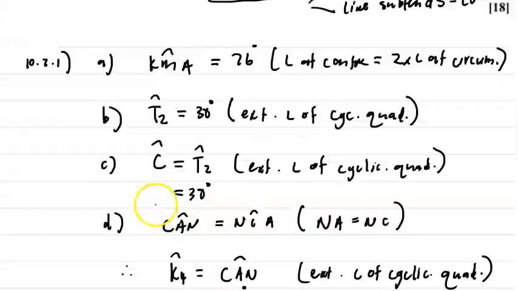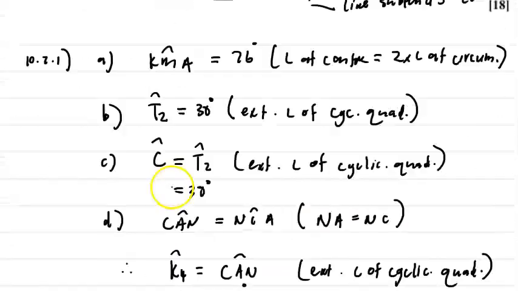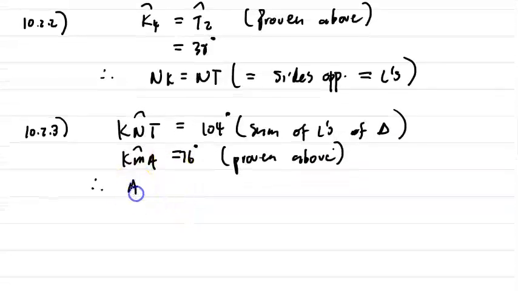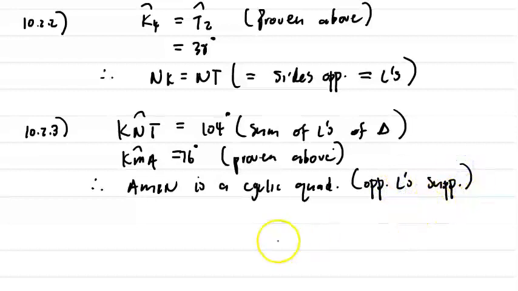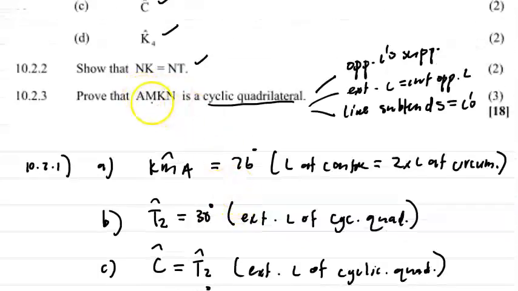Therefore, we can now conclude that AMKN is a cyclic quad, and our reason will be opposite angles are supplementary. Notice, and that's our solution, proving that AMKN is a cyclic quadrilateral.